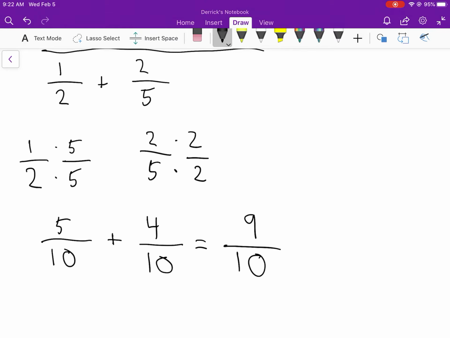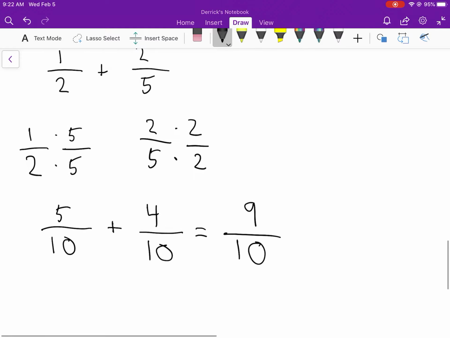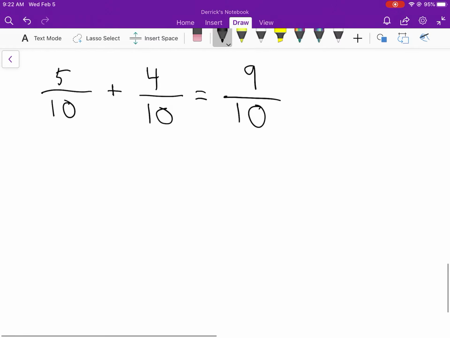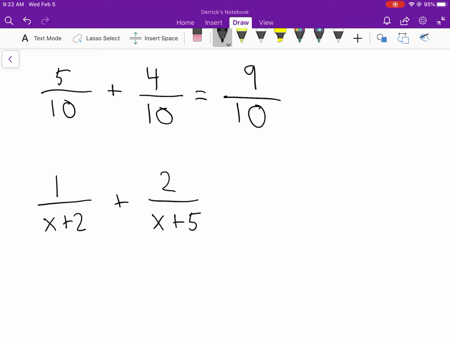Now let's talk about doing that with variables, what we're actually doing for this lesson, because you guys kind of learned fractions before this year. So let's just say I ask you to do 1/(x+2) plus 2/(x+5). Just stick x's in as both the ones that we just did. Okay.